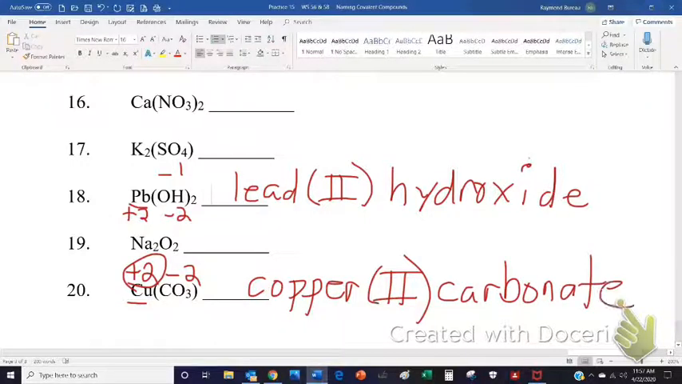All right, so now you know how to write the formulas for a binary compound, even with a polyatomic ion. Go ahead and finish this one up, and we'll catch you next time.